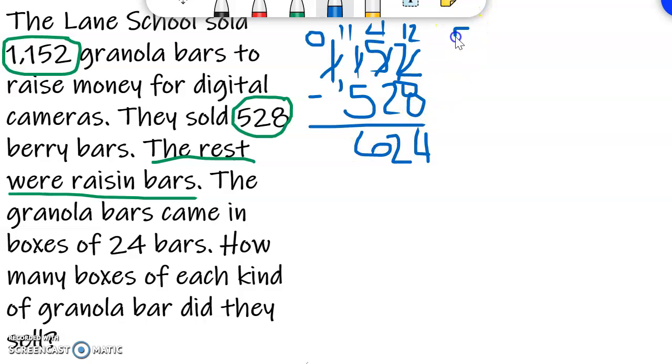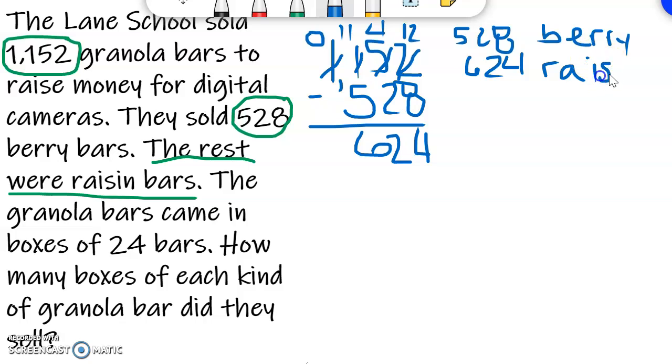So I have 528 bars that were berry, and I'm going to write that off to the side. And then I had 624 bars that are raisin. So now I'm ready to finish reading the rest of the question. The granola bars came in boxes of 24 bars. So how many boxes of each kind of granola bar did they sell?